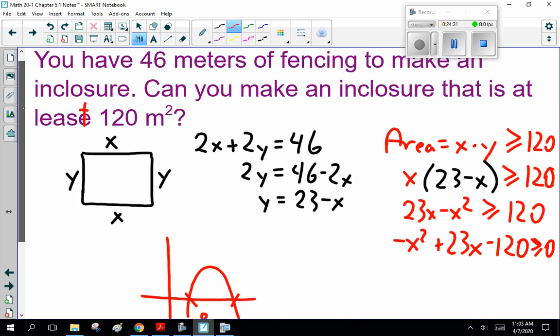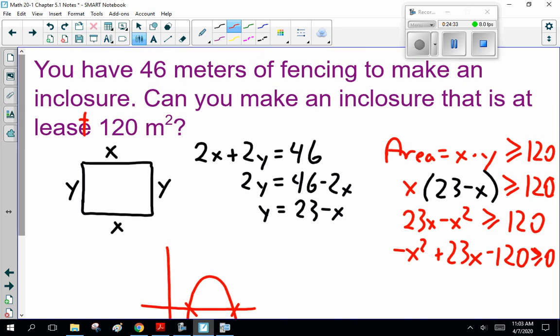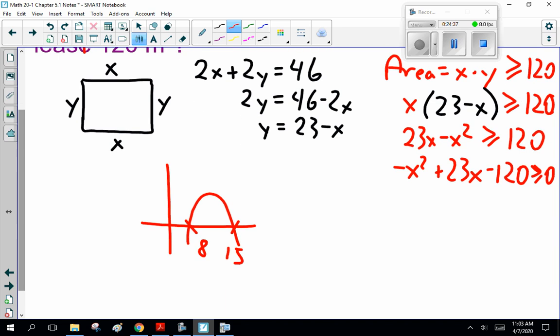So can I make a fence? Sorry, can I make an enclosure that's at least 120 meters squared? Yes, as long as the x length is greater than or equal to 8 and less than or equal to 15. Now, you guys take that number line, check a number less than 8, between 8 and 15 and greater than 15, and you'll see I'm right.